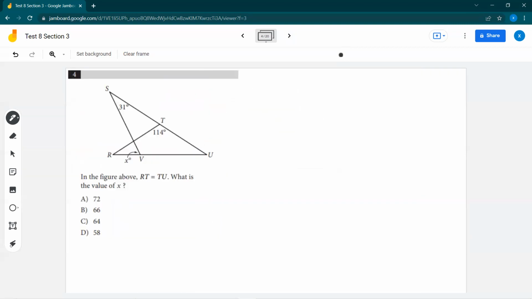Okay, in the figure above, we know that RT is equal to TU, so this is an isosceles triangle. We want to find the value of x. So the first thing we know, since this is isosceles and these two sides are equal, is that these two angles are equal in measurement. So first, let's find these two angles.